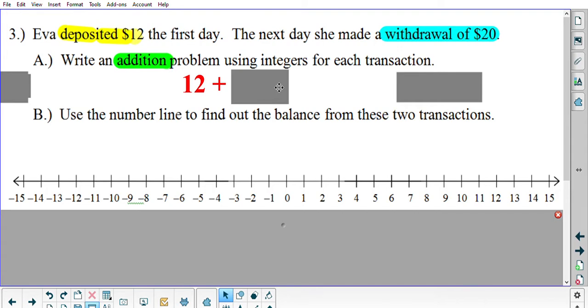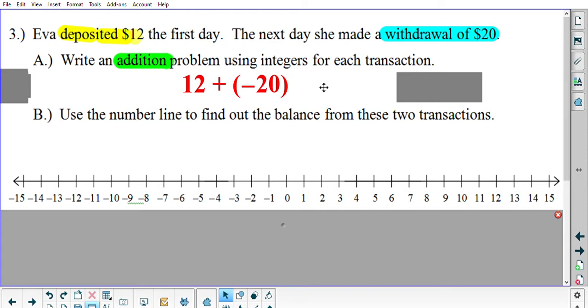Therefore, a withdrawal is a negative number. Now, as I showed on problem number 1, textbooks across America and across the world, if there's a negative number coming to the right of an addition, subtraction, multiplication, or division symbol, will put that negative number in parentheses.